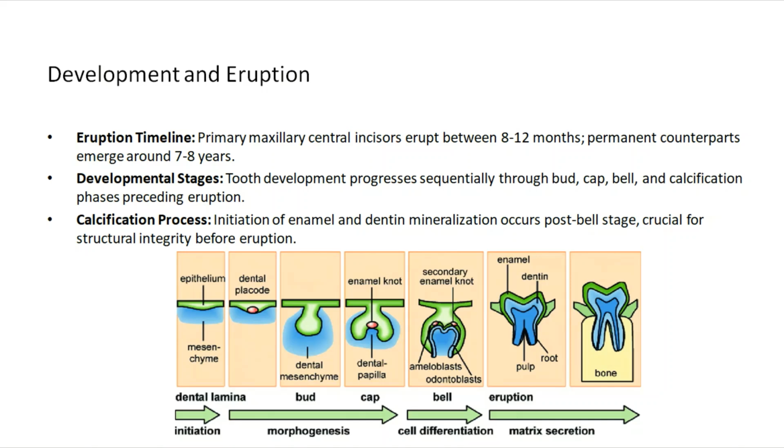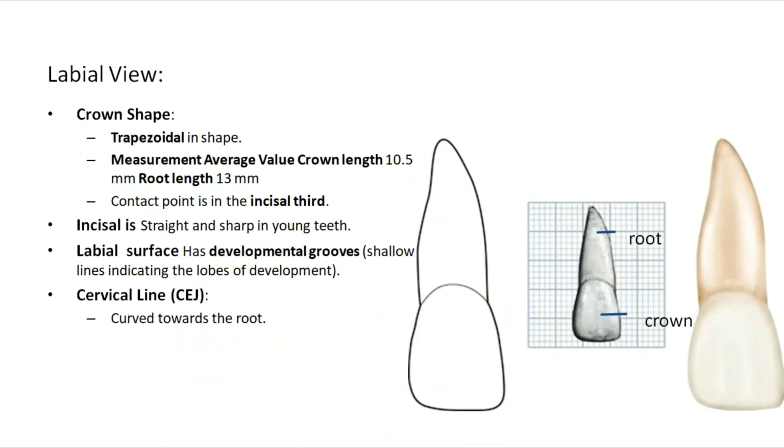In the developmental stages, we will see the tooth development progress sequentially through the bud stage, then the cap stage, and then the bell stage, and the calcification preceding eruption. The calcification process is the initiation of enamel and dentin mineralization, occurring post-bell stage. It is crucial for structural integrity before eruption.